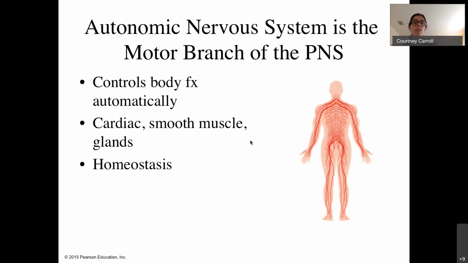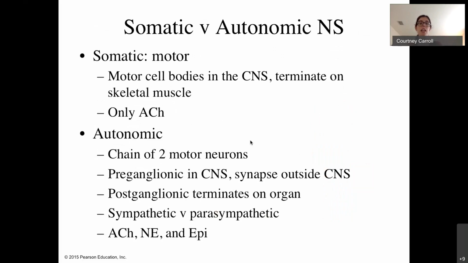So your autonomic nervous system turns on the involuntary muscles, your cardiac and your smooth muscles, and it also turns on your glands. And this is going to be important when we consider homeostasis. So you have two branches of the autonomic nervous system that both work to balance each other out, to keep you at an appropriate level of activity for each of the targets. So whether that's the heart or the lungs, they're going to work together to maintain the balance of activity versus relaxing.